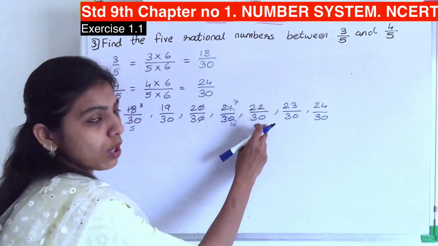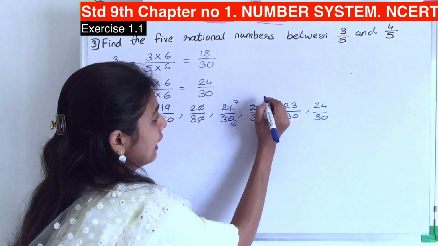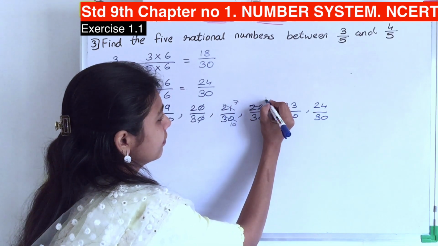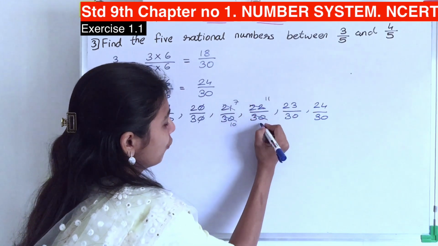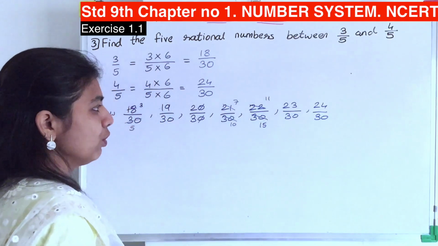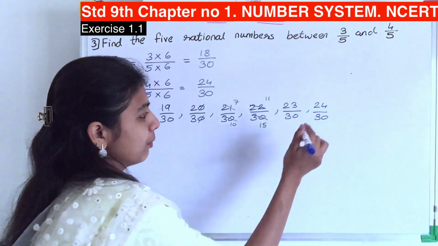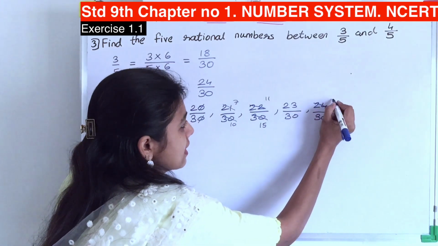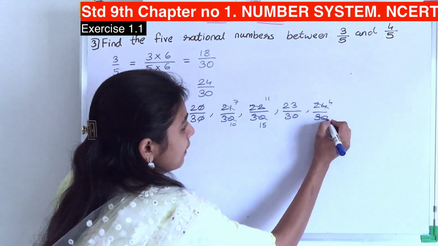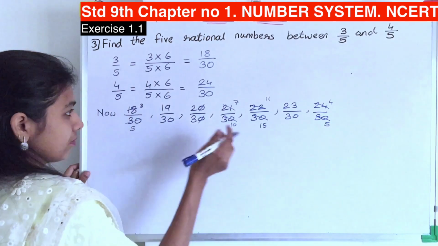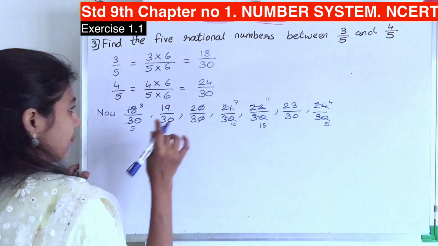So over here 22 upon 30. Like 11 2s are 22 and 15 2s are 30. 23 upon 30 can't be cancelled. 24 upon 30: 4 6s are 24 and 5 6s are 30. So 11 upon 15. Sorry, that is 4 upon 5.